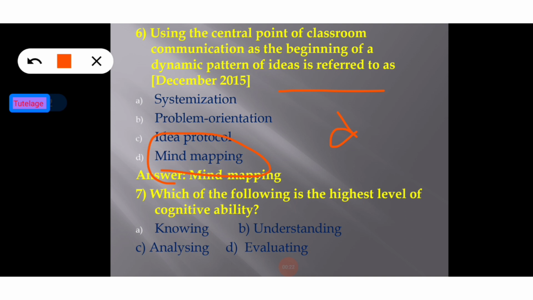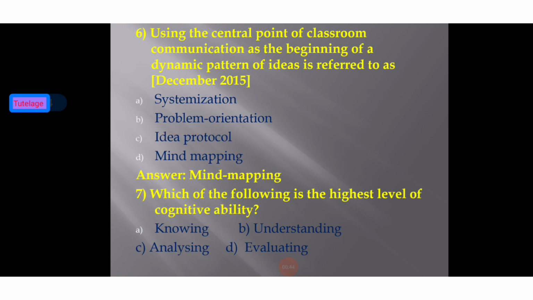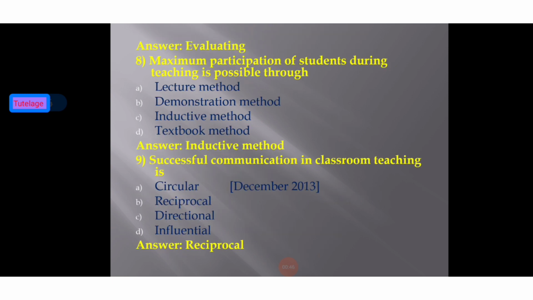So what is the correct answer for this question? That is mind mapping. Okay, so now going to the next question: which of the following is the highest level of cognitive ability? The options are knowing, understanding, analyzing and evaluating. We have already known the highest level of cognitive ability, that is evaluating. Okay, so that we have already discussed in the Bloom's taxonomy.